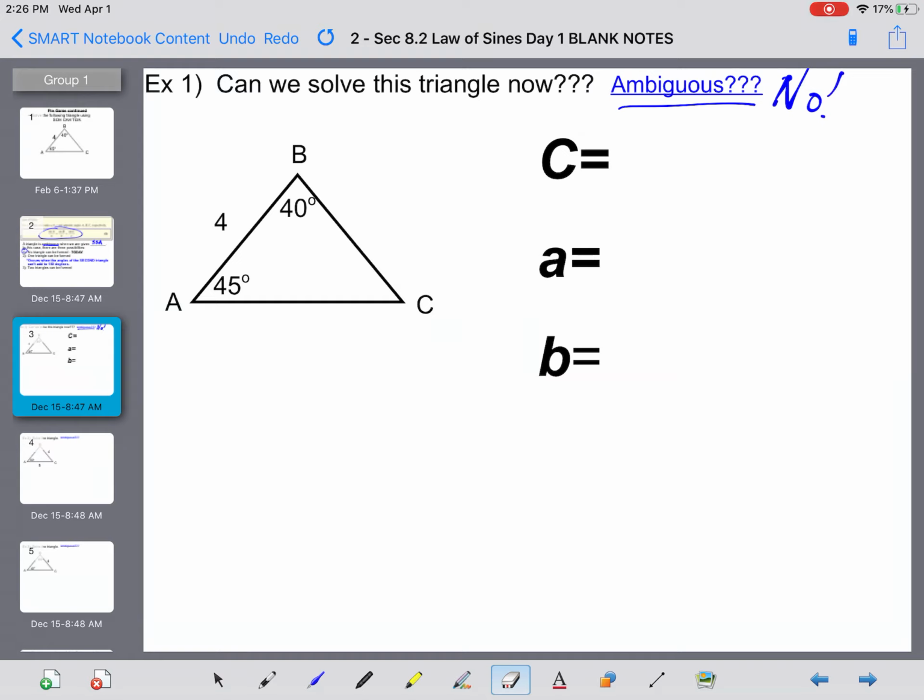We are looking for angle C, side A, and side B. So what I can do here is I can right away find angle C, right? Remember we talked about last time all three angles have to add up to 180 degrees. So that's pretty straightforward. This should be 95 degrees, okay?